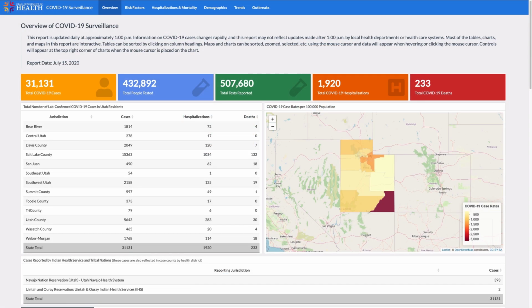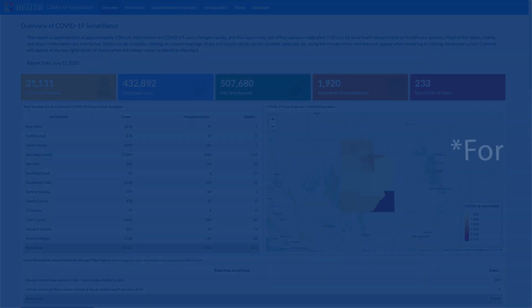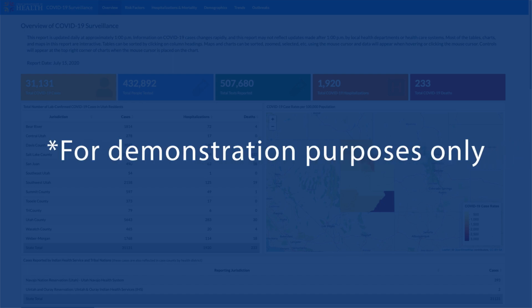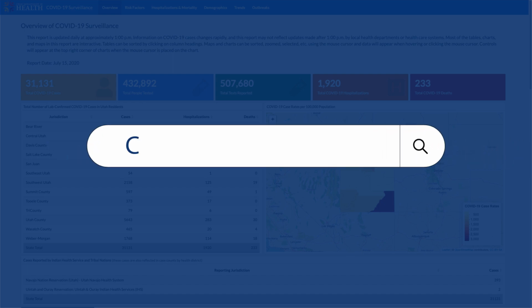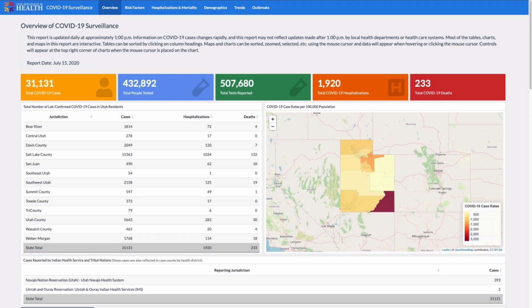Please be aware, the data in this presentation are for demonstration purposes only. For the most recent data, please visit coronavirus.utah.gov. On the overview page, total COVID-19 cases now includes positive results from antigen tests.